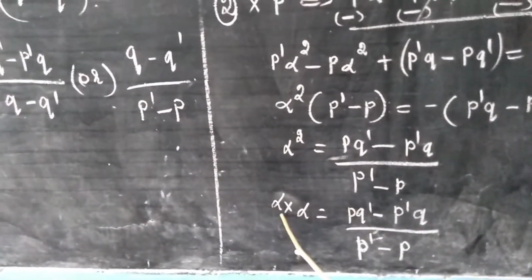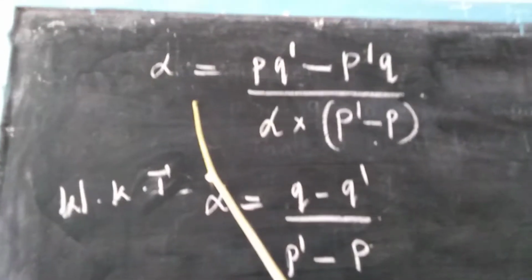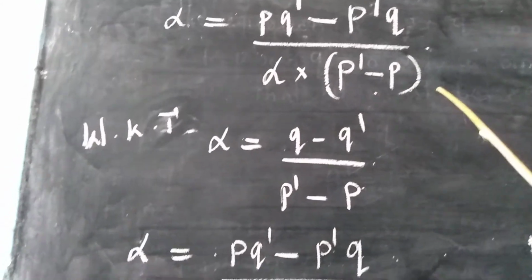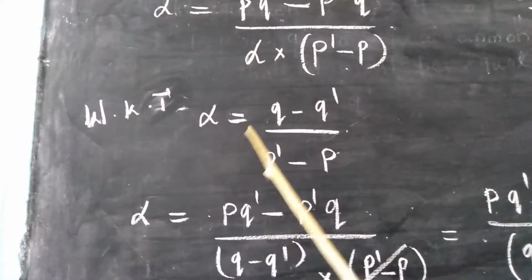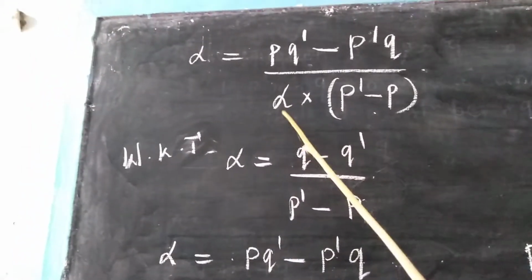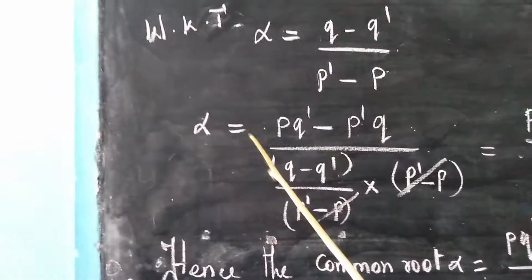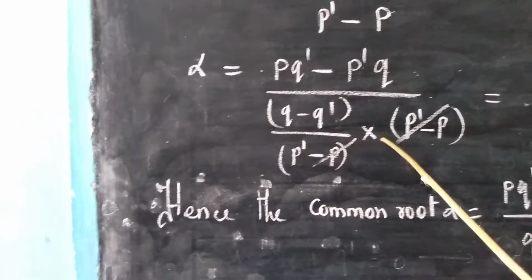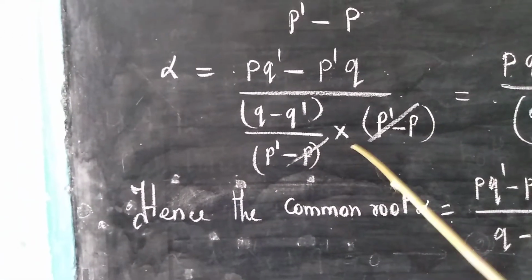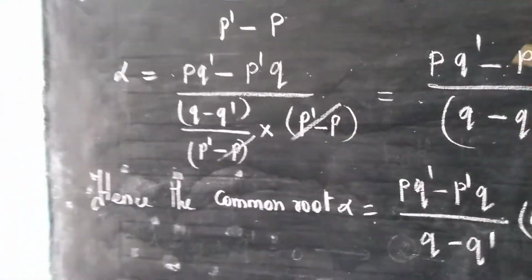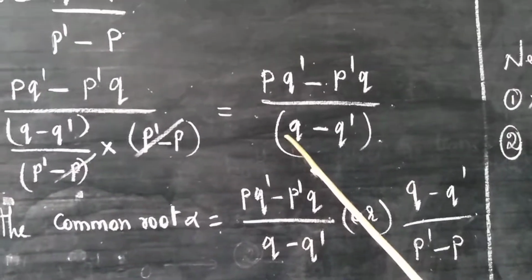Now we write this alpha square as alpha into alpha. One alpha we bring to the denominator, so α = (pq' − p'q)/(α(p' − p)). We already found that α = (q − q')/(p' − p). Substituting this value in place of alpha in the denominator, the (p' − p) terms cancel. The remaining is (pq' − p'q)/(q − q').